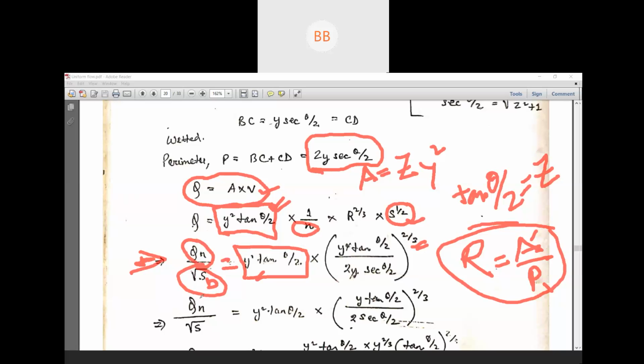Then in the next line, left hand side will be same. In right hand side, this will be kept as it is. And the second part, y will be cancelled out. So that is why y tan theta by 2 divided by twice sec theta by 2, all to the power 2 by 3.